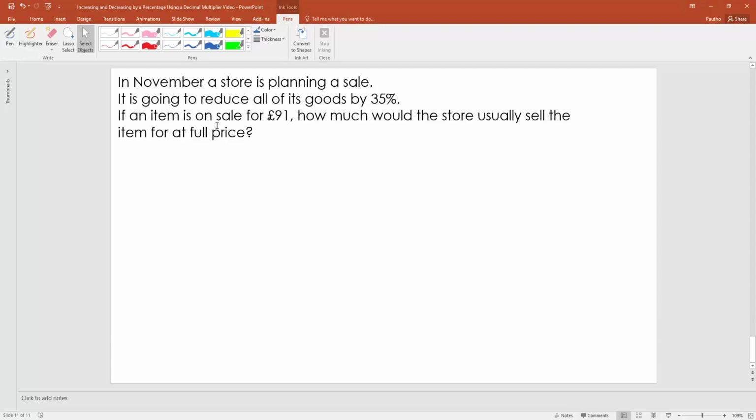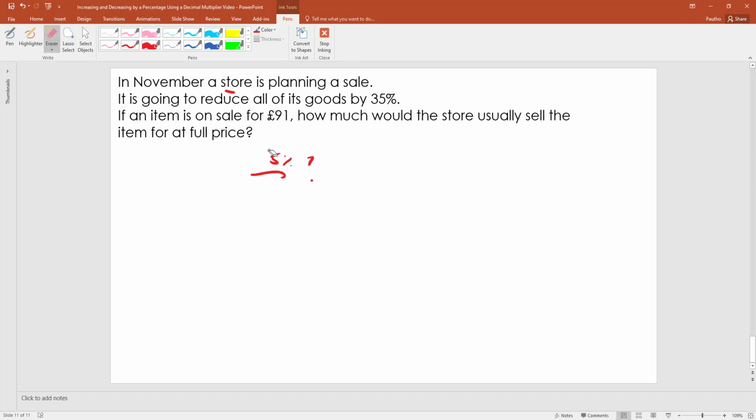Okay, welcome back. Now, in November, a store is planning a sale. It's going to reduce all of its goods by 35%. So everything's going to go down by 35%. If an item's on sale for £91, how much would the store usually sell the item for? Now, if you're not reading this question, you'll do this. You'll write down 91 is going down by 35%. But that's not what's happening here.